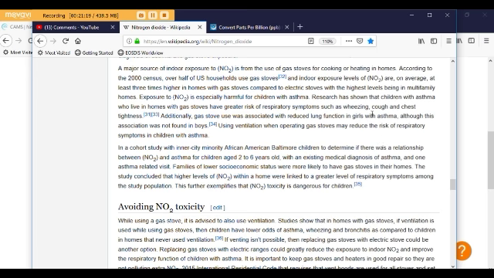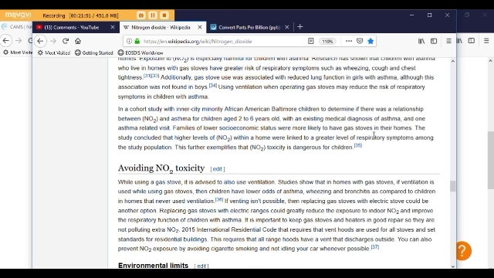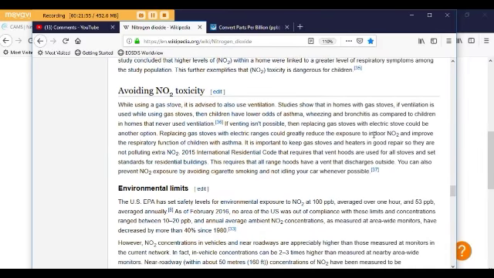Research has shown that children with asthma who live in homes with gas stoves have greater risk of respiratory symptoms such as wheezing, cough, and chest tightness. Additionally, gas stove use was associated with reduced lung function in girls with asthma, although this association was not found in boys. Using ventilation when operating gas stoves may reduce the risk of respiratory symptoms in children with asthma. They also found using indoor gas heaters also gives this stuff off.